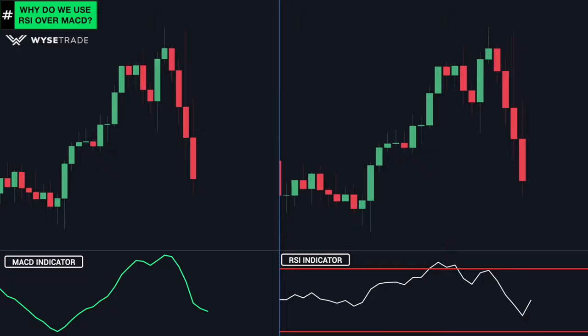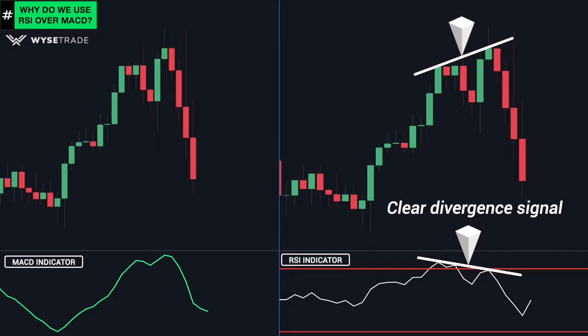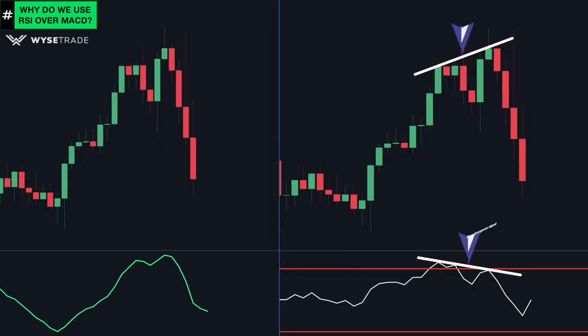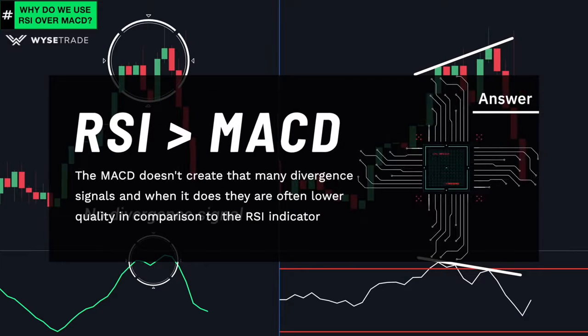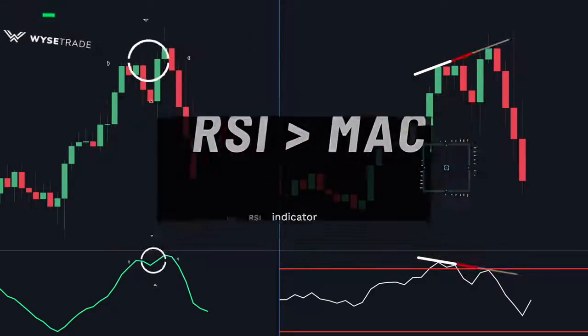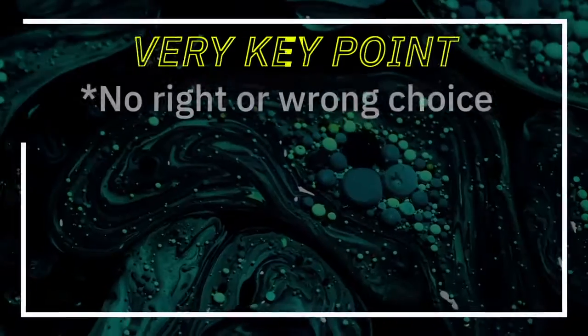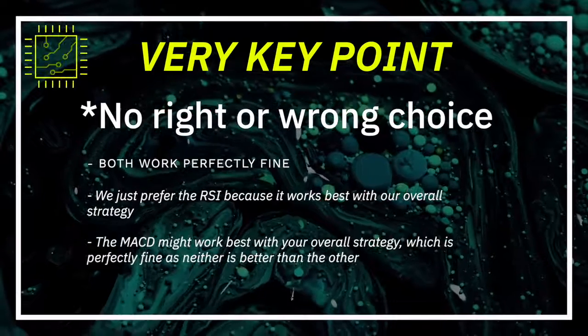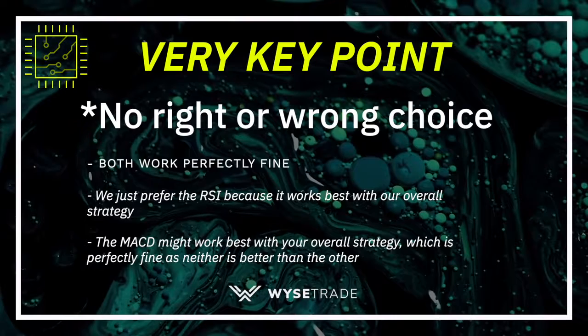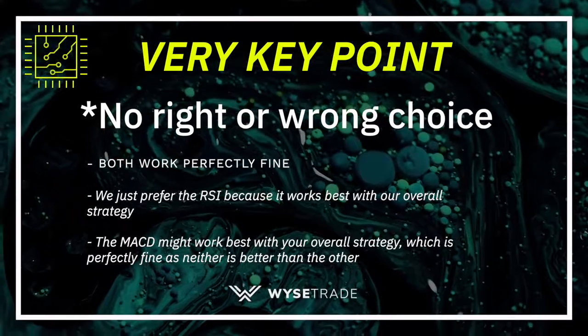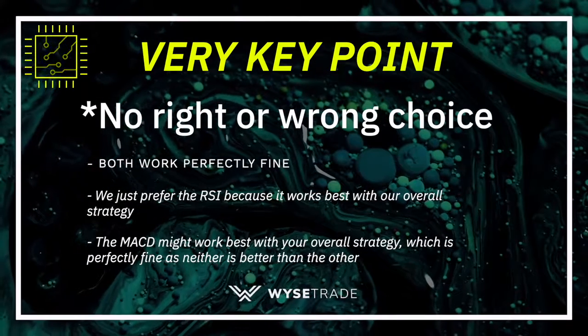On the right and below is the RSI indicator applied. Notice how on the RSI here, it gives us a very crisp and crystal clear divergence formation. But now if you look at the MACD, there isn't a divergence signal at all. And this is an issue we often experience with the MACD, which is a lack of or low quality divergence signals. Now, let me be clear, there is no right or wrong choice. Both work perfectly fine. We just prefer the RSI because it works best with our overall strategy, and MACD might work best with your overall strategy.